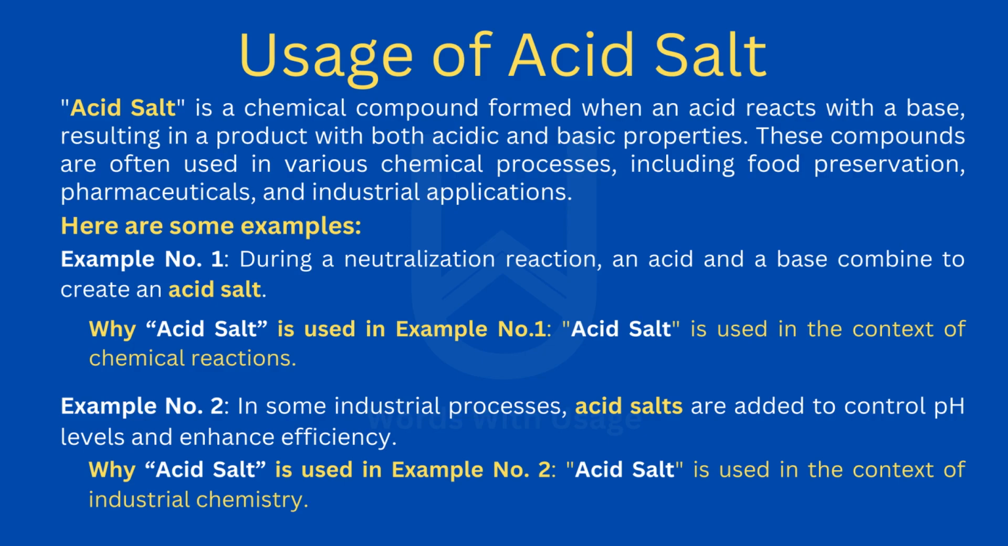Example number 2. In some industrial processes, acid salts are added to control pH levels and enhance efficiency. Why acid salt is used in example number 2. Acid salt is used in the context of industrial chemistry.